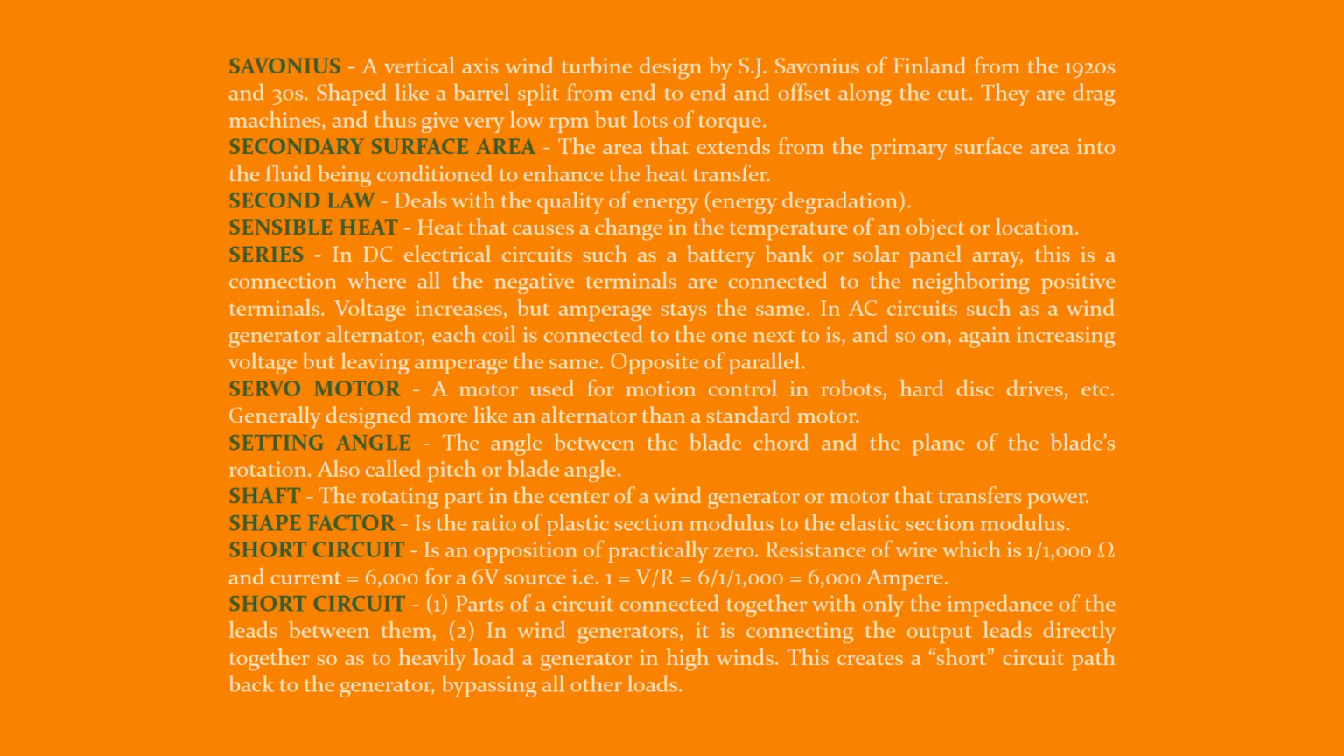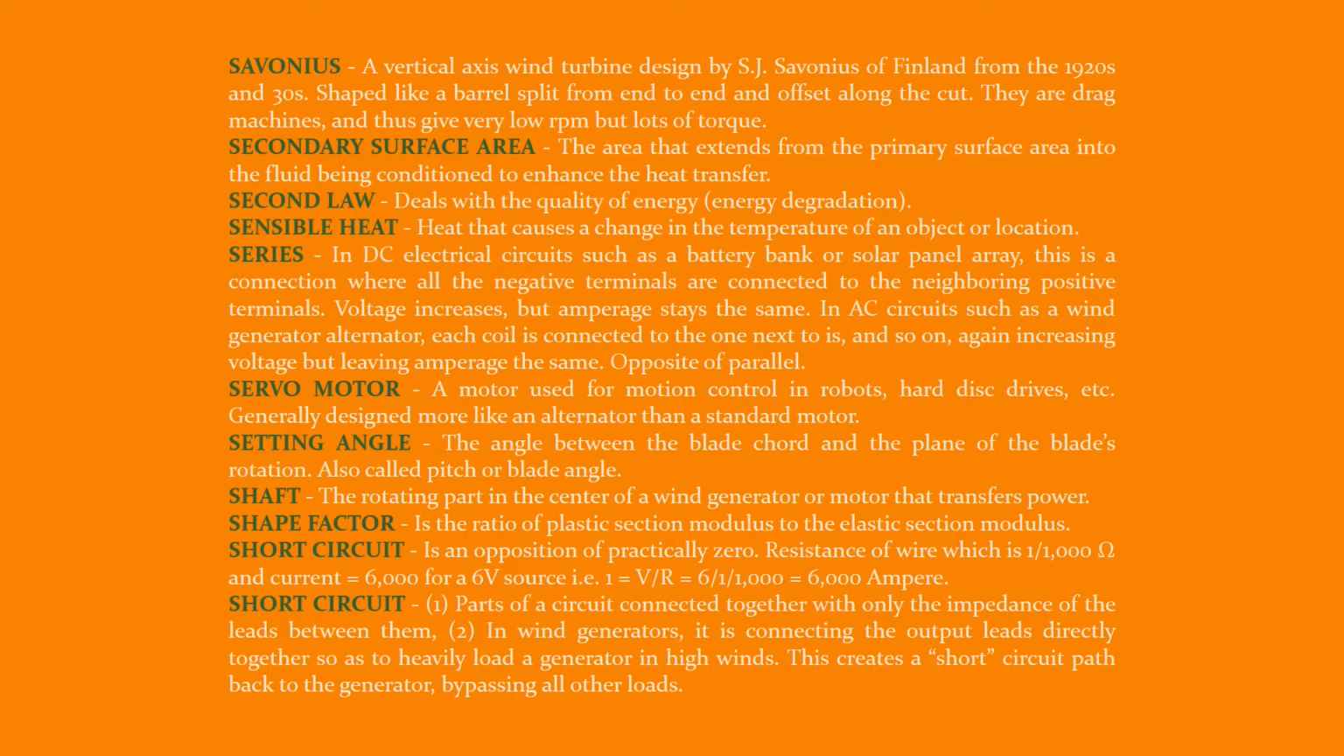Shaft. The rotating part in the center of a wind generator or motor that transfers power. Shape factor. Is the ratio of plastic section modulus to the elastic section modulus. Short circuit. Is an opposition of practically zero. Resistance of wire which is 1/1000 ohms and current equals 6000 for a 6-volt source. Example 1: I equals volt over resistance equals 6 over 1/1000 equals 6000 amperes.